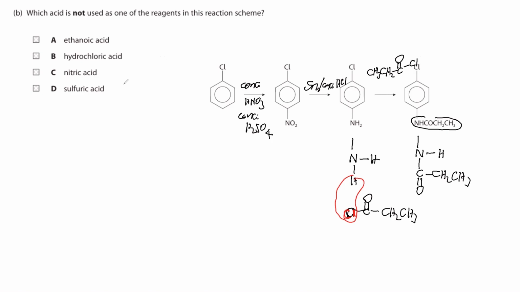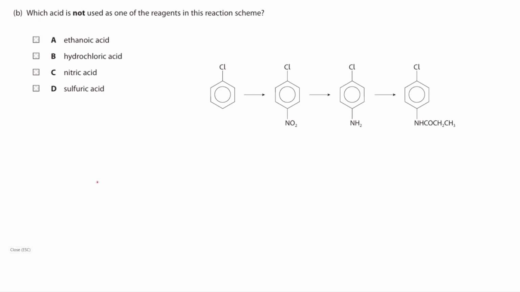So we need to add sulfuric acid, yes. We need to add nitric acid, yes. We need to add hydrochloric acid, yes. But we don't need to add ethanoic acid. We need ethanoyl chloride. So the answer for question number 15 part B is A. That's the answer.